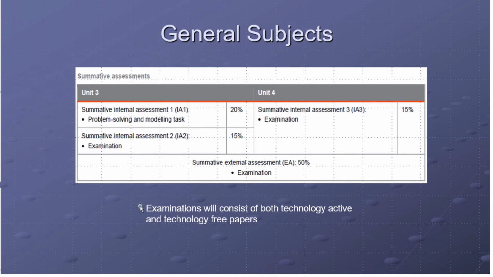In some of the subjects, definitely methods and definitely specialists, you will find that there will be different papers. One you can use your calculator for, so that's a tech active paper, and one that has to be tech free. So we're assessing your algebraic ability as well as your calculator skills.